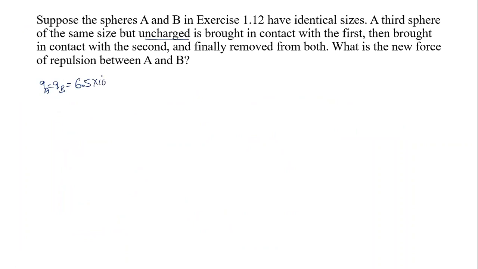6.5 × 10^-7 coulomb. Now there is one more, QC, which is charged how much? 0, because it is uncharged. It is brought in contact with the first and then brought in contact with the second. First we join QA and QC, and then we join QB and QC, and finally it is removed from both.